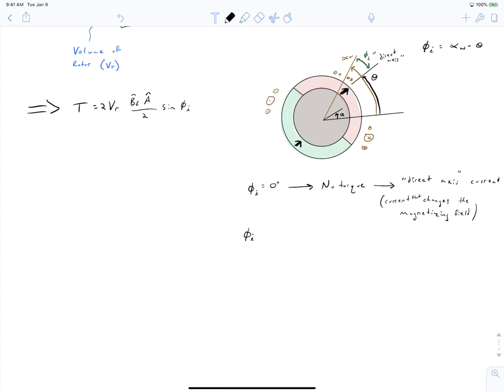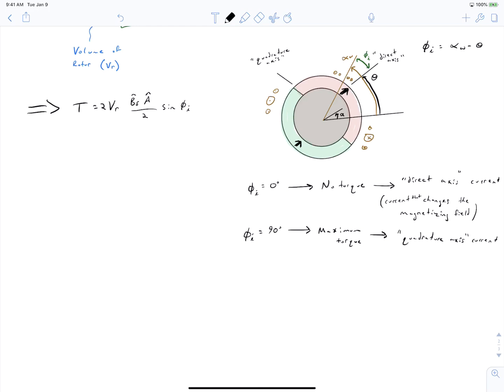On the other hand, when phi I is equal to 90 degrees, we're getting the maximum amount of torque. All of our current is creating torque. And we call that quadrature axis current, or q-axis current. And we can sketch the quadrature axis on here. The direct axis of a motor is the center of its north pole, and the quadrature axis is 90 degrees ahead of that. It's the space in between the poles.